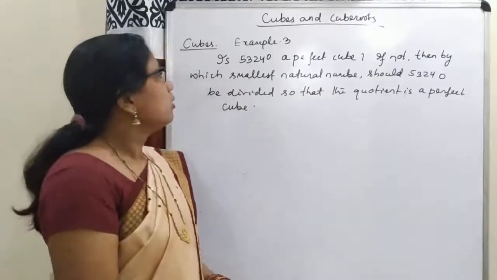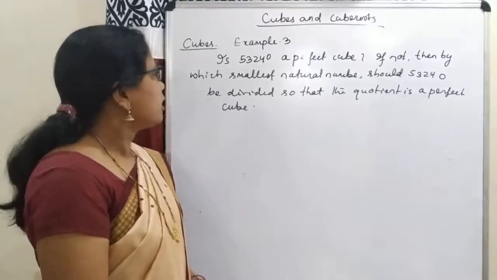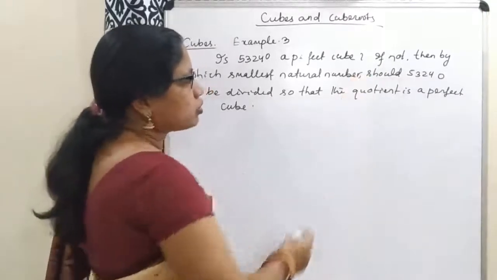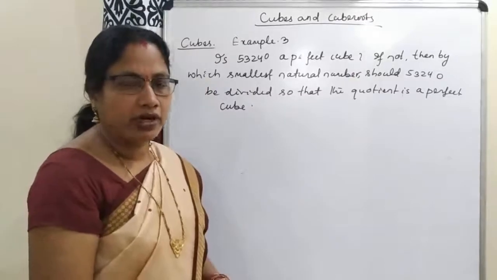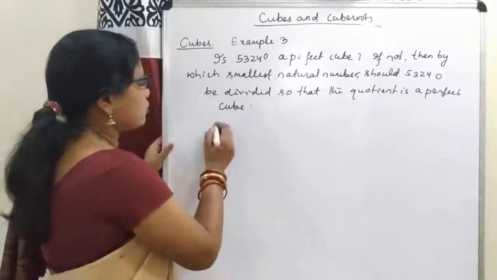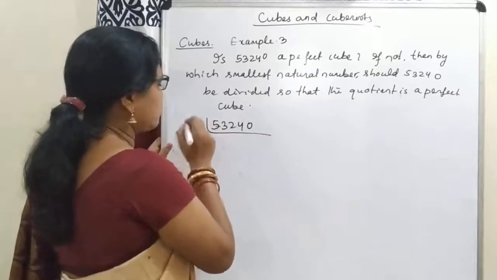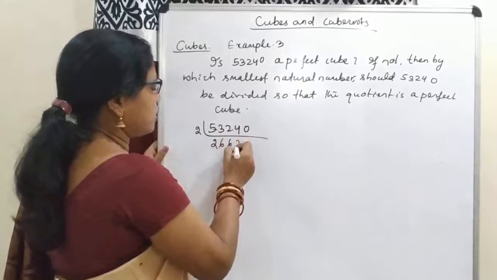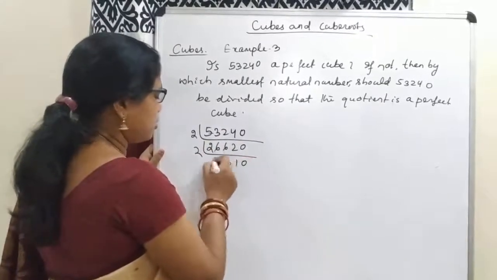Next example. Is 53240 a perfect cube? If not, then by which smallest natural number should 53240 be divided so that the quotient is a perfect cube? So first we have to factorize 53240. So first we divide by 2. 2 6s are 12, 2 0. Then 2, 1, 3, 3, 1, 0.